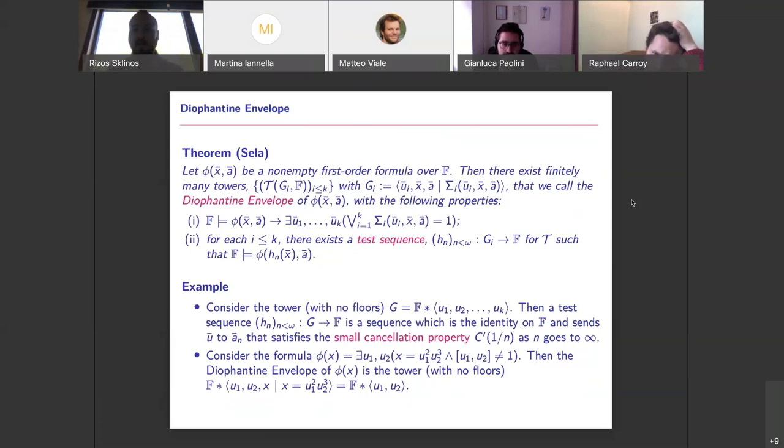To every first order formula phi of x with parameters from our fixed non-abelian free group F, we have finitely many towers over F, over this parameter group. And so these towers are groups, constructed in a particular way. They would be finitely presented, actually, by construction. These groups have a certain presentation, and I can prescribe in my presentation some elements that are part of the generating set and correspond to the variables of my formula. So this x in the formula and the x in the presentation of the G_i is not a mistake or a typo.